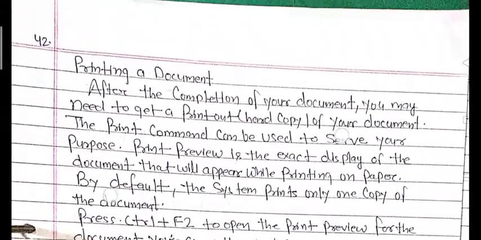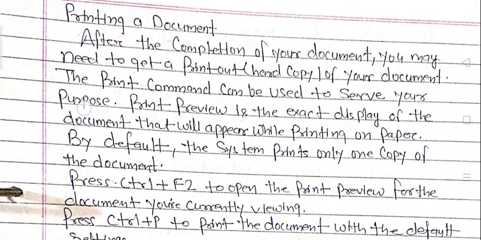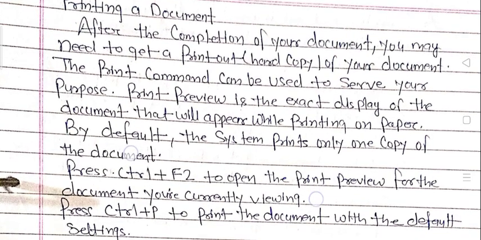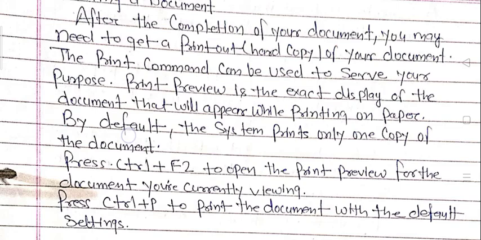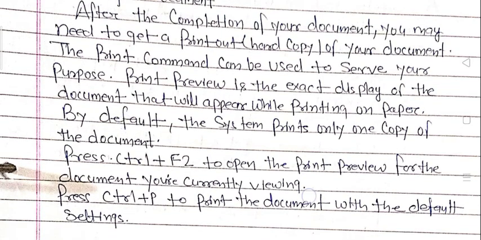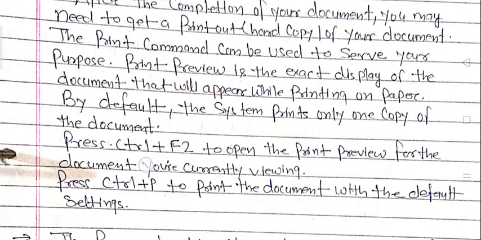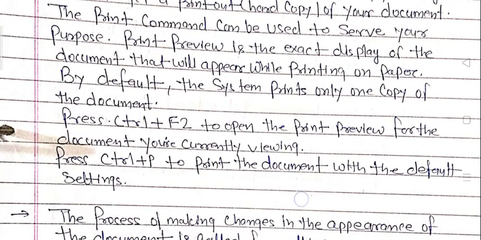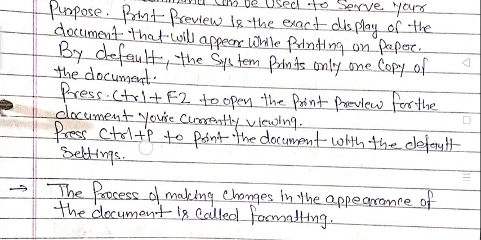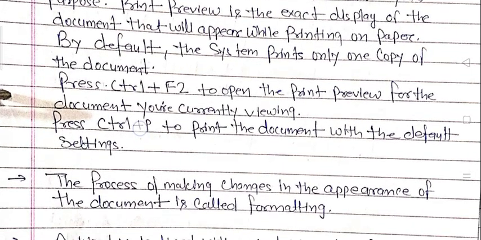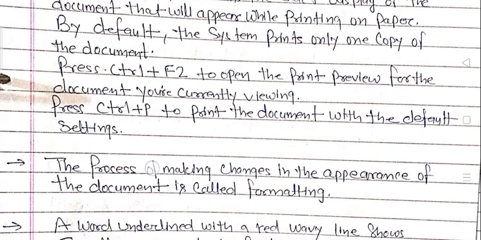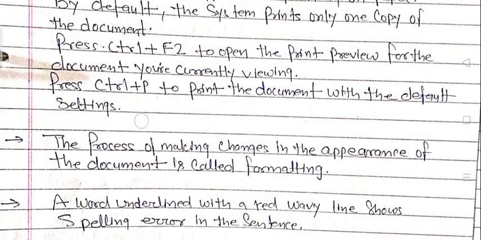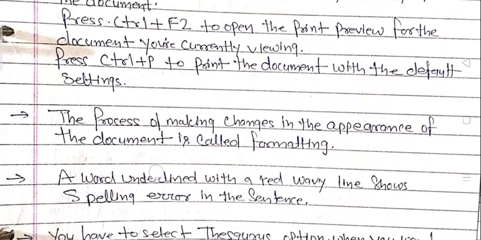Printing a document. After the completion of your document, you may need to get a print or hard copy of your document. The print command can be used for this purpose. Print preview is the exact display of the document that will appear while printing on paper. By default, the system prints only one copy of the document. Press Ctrl plus F2 to open the print preview for the document you're currently viewing. Press Ctrl P to print the document with the default setting.